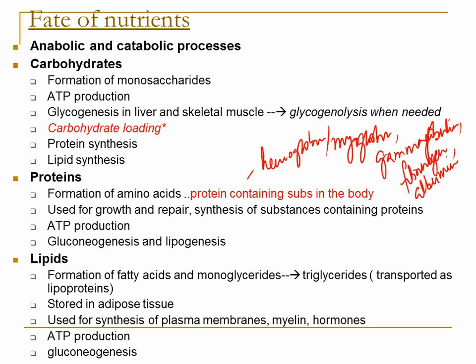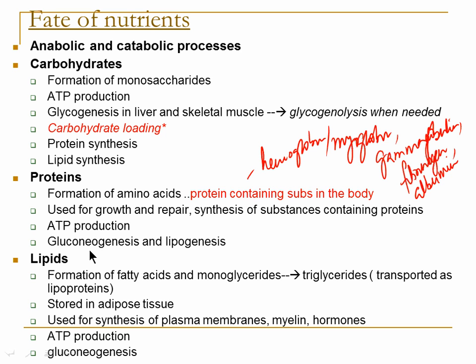So you can see all of these are protein-containing substances made from amino acids. Your muscle cells also contain protein. Your skin, keratin, is protein. So you can see how so many substances in the body contain protein. So this is what it's used for. It's also used for growth and repair of tissues and, like we said, synthesis of substances containing protein. Then, if carbohydrate is not available, proteins can be used for ATP synthesis.